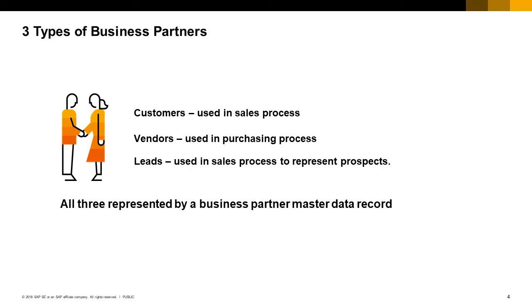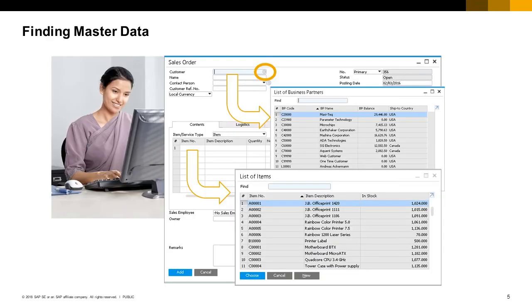Each lead, customer, or vendor is represented in SAP Business One by a business partner master data record. One transaction is used to access all three types of business partners. However, the forms for each type differ slightly so that they can hold the appropriate data for each. It is easy to look up business partner and item information while you are entering sales and purchasing documents.